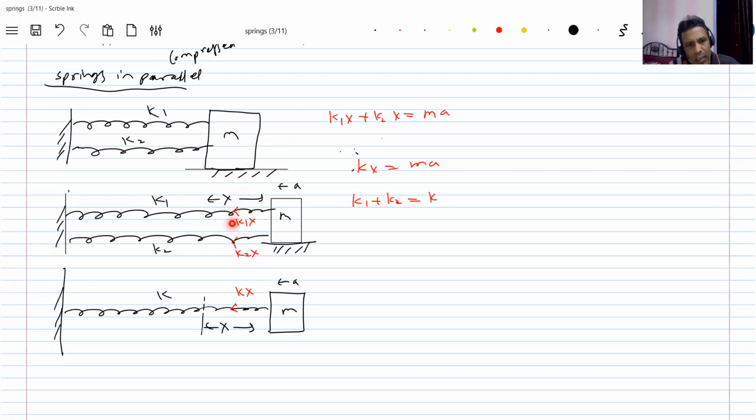Both the springs will have the same elongation. Then, because of that, what happened? Now I'll bring another equivalent spring. I'll displace the block by the same distance x. Then I'll calculate the acceleration acting on the block. In both cases it is the same.